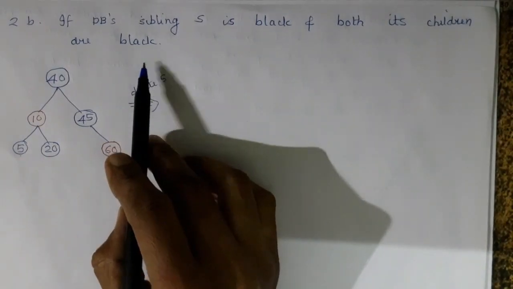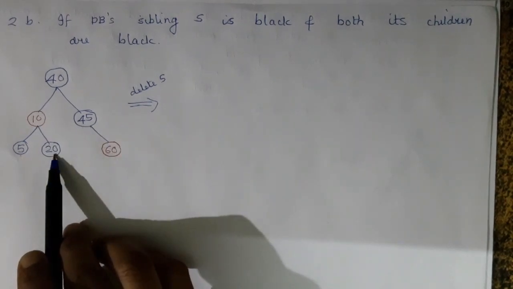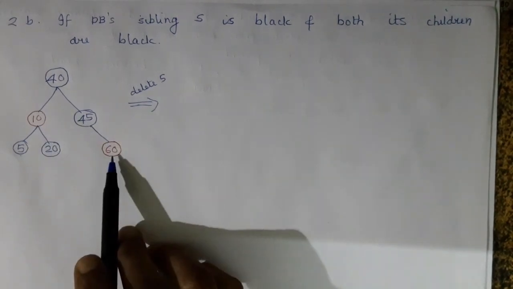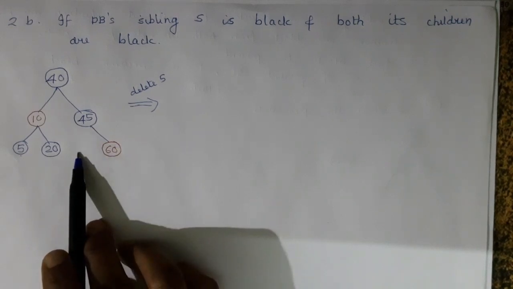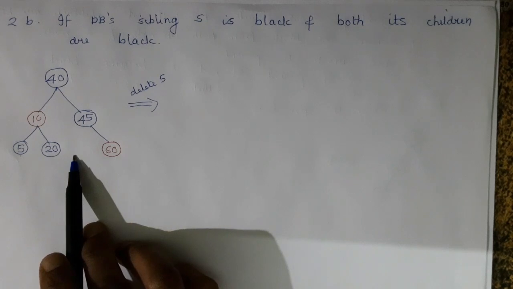So what do you mean by sibling? Consider the node 10, its sibling is 45. Consider node 20, its sibling is 5. Consider node 60, its sibling is a leaf node. Here that node is not shown, it is a leaf node and it is nil.